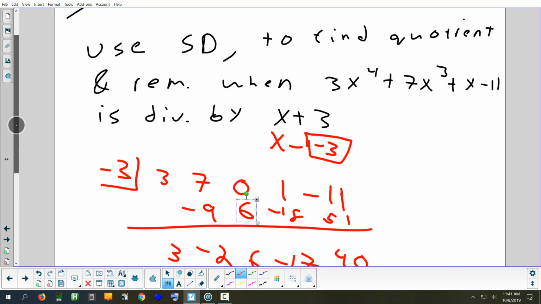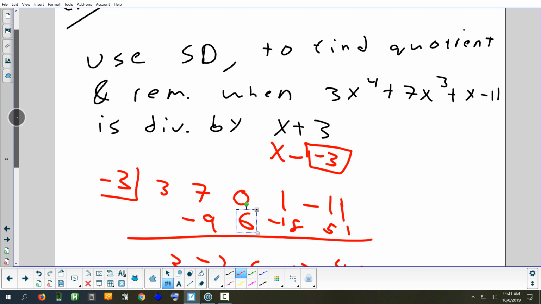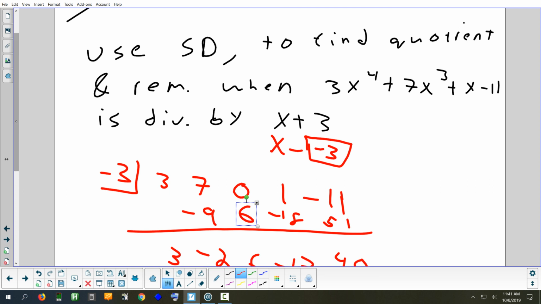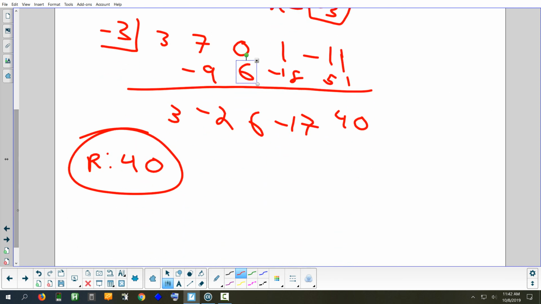So SD stands for synthetic division. I should have said that. SD is synthetic division. RRT is rational root theorem. And if you see GC, graphing calculator. Any questions on that one?